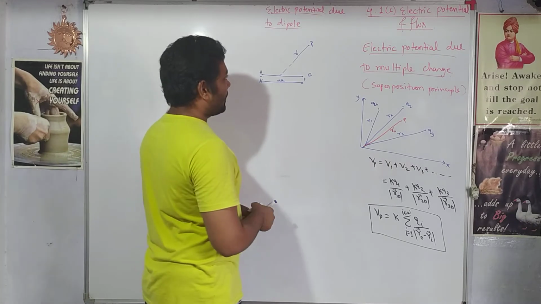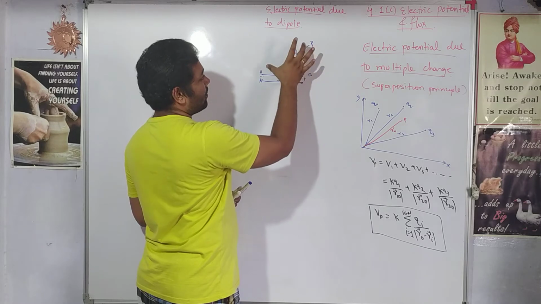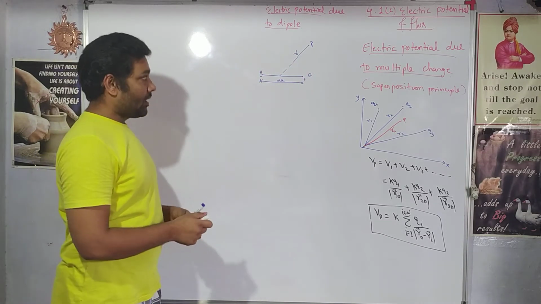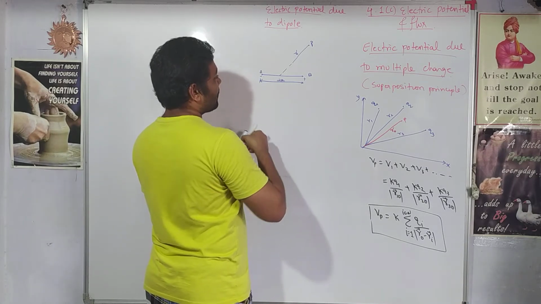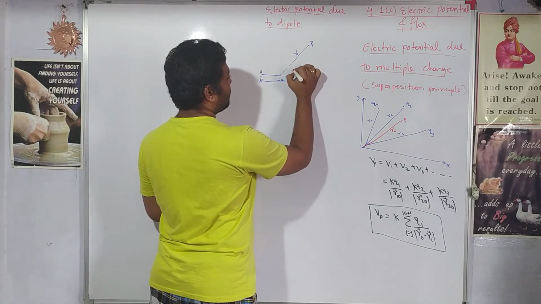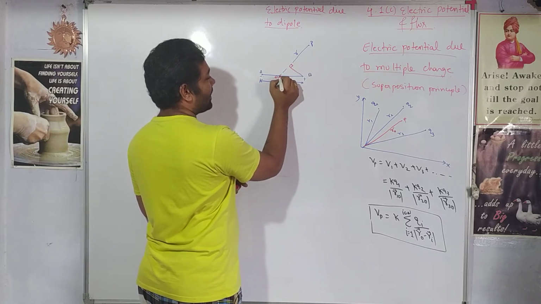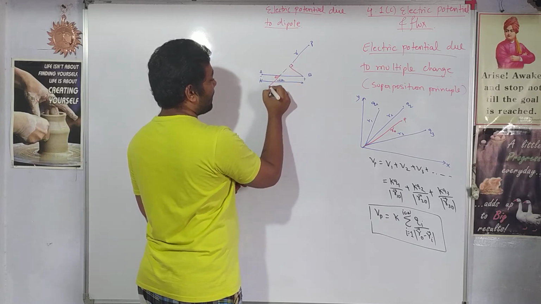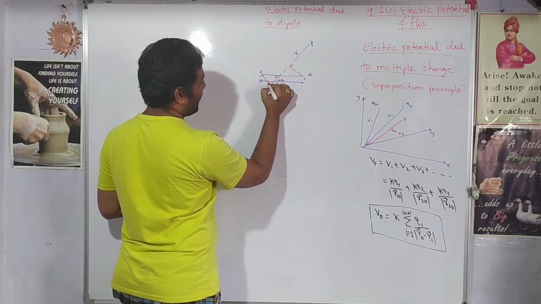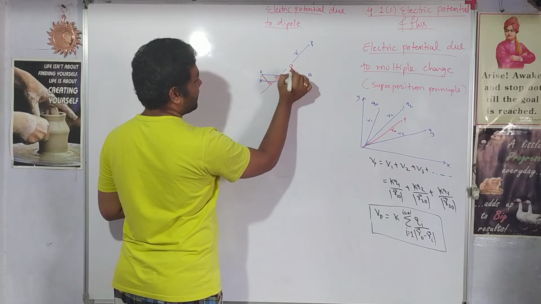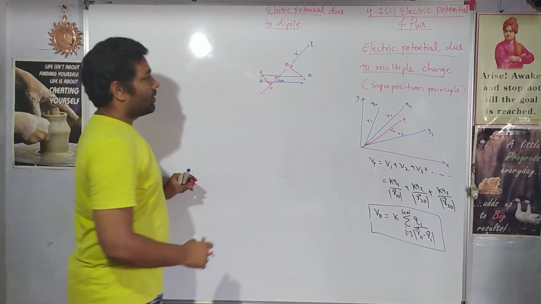Now to start with the derivation, I will need the distance B to P, and also the distance from A to P. To find those distances, let me do some algebraic simplifications. I draw one perpendicular from B to P, and let us say this point is O. I extend this OP in the backward direction. After extending it backward, again from A I draw one perpendicular, and let us name the points Q and N. So AN is again the perpendicular, right?